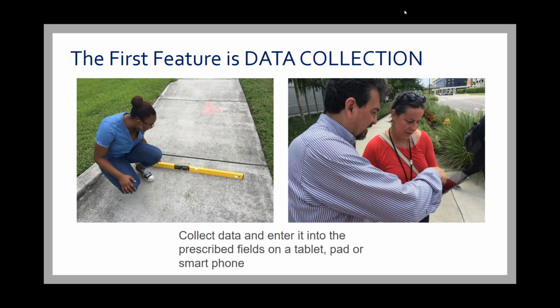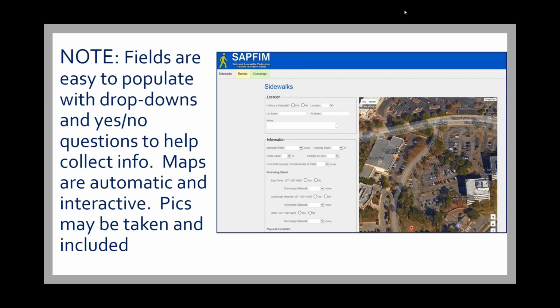So the first feature that you saw on the previous slide is data collection. You collect the data in the field and you enter it into the prescribed fields on your tablet or laptop, smartphone, etc. And we'll look at those data points in a little more detail later on in the presentation, but that's your first step, is data collection, and it's fairly simple. The fields are easy to populate and there's drop downs. We were very proud of the fields because the person collecting the data in the field doesn't have to be an expert. It takes very little training to use this and to follow the very intuitive system.